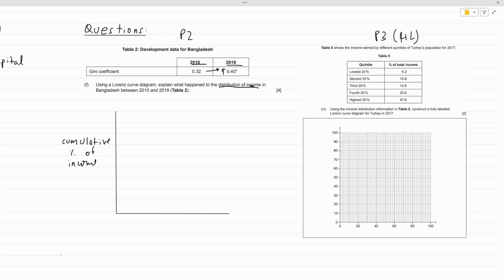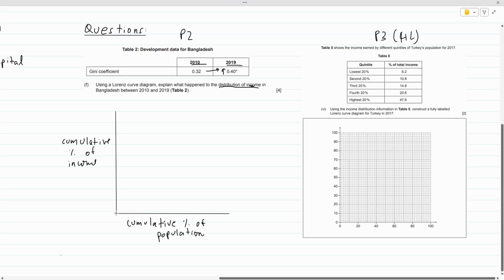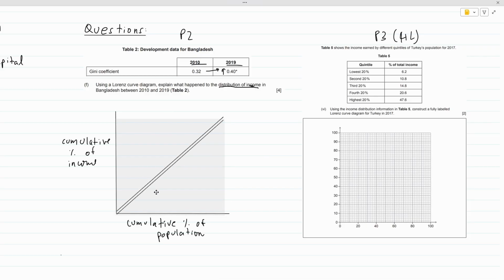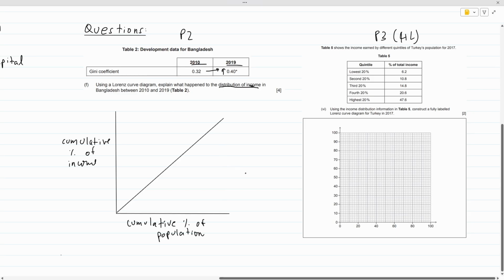Sometimes, although it's pretty rare, they can give wealth as well. So you can use the same exact concept to represent inequalities in wealth. And our x-axis is going to be cumulative percentage of population. Okay. So to help us in drawing the diagram, we're going to draw the line of perfect equality. Although this is not needed, the mark scheme does not prescribe it, so you can draw it without this as well. I just find it's more comfortable to first have this.